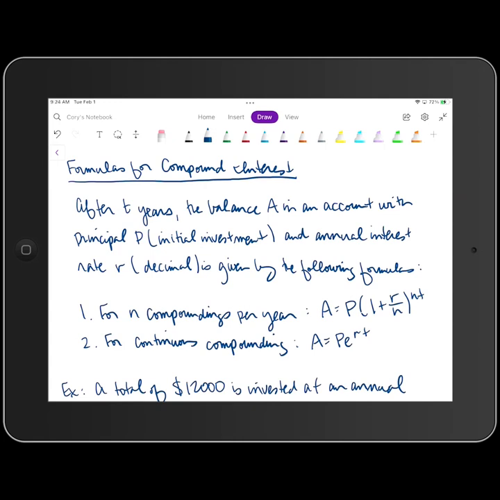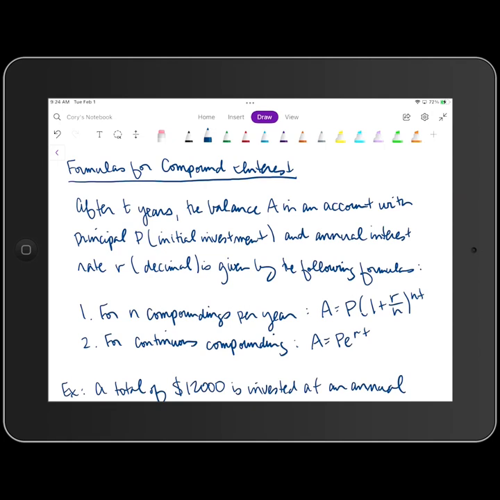Okay, so terminology that you will hear for n compoundings per year would be like an account is being compounded annually. So if something's being compounded annually, it's being compounded once per year. Semi-annually is twice per year. Quarterly is 4 times per year. Monthly is 12 times per year. Daily would be 365 times per year.